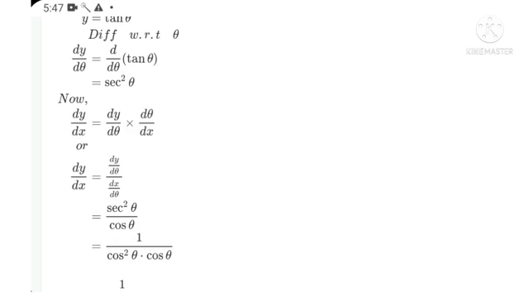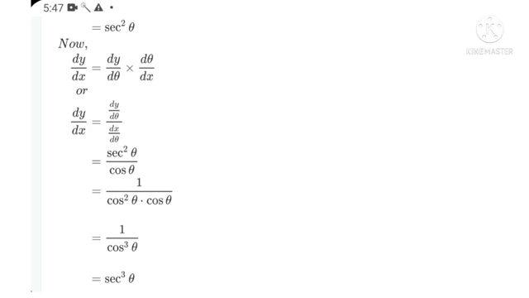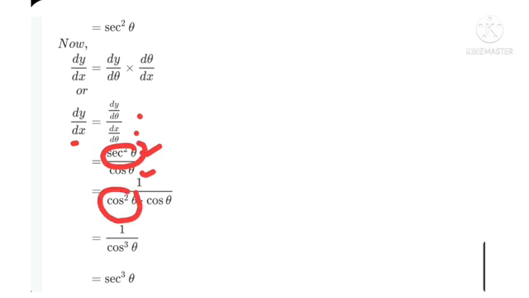So you find dy by dx. dy by dx is equal to dy by d theta upon dx by d theta. What is the value of dy by dx? Sec square theta upon cos theta. You write this sec square theta as 1 upon cos square theta into 1 upon cos theta. Means we get 1 upon cos cube theta, and 1 upon cos means sec, so sec cube theta. So we get dy by dx is equal to sec cube theta.